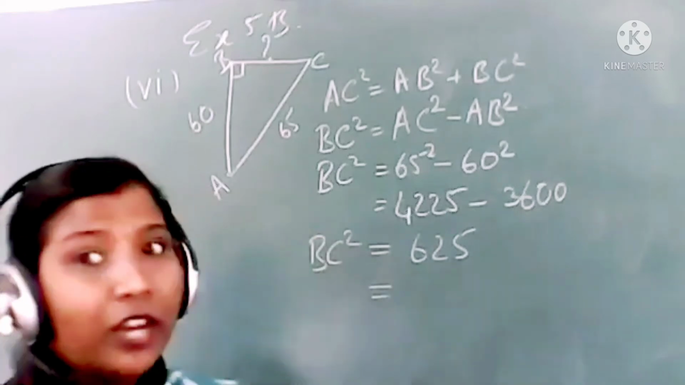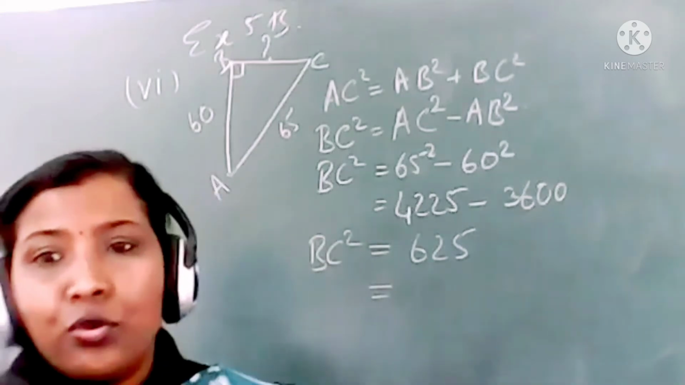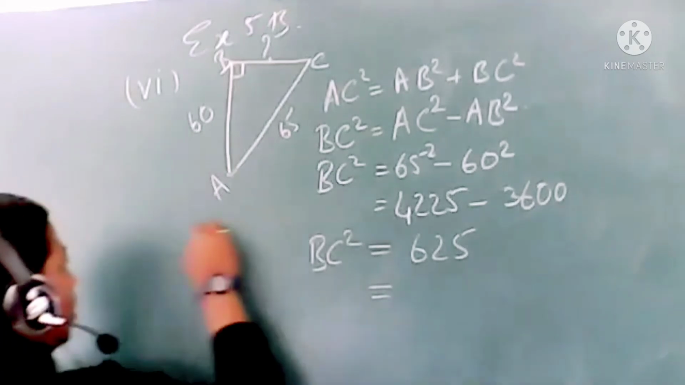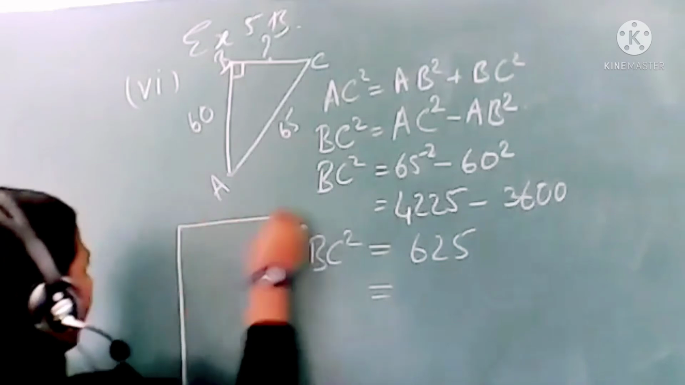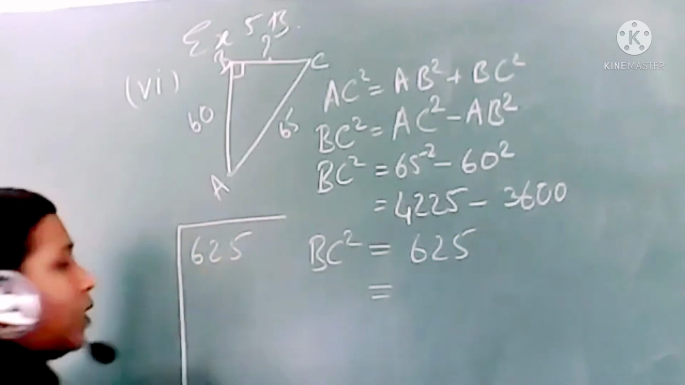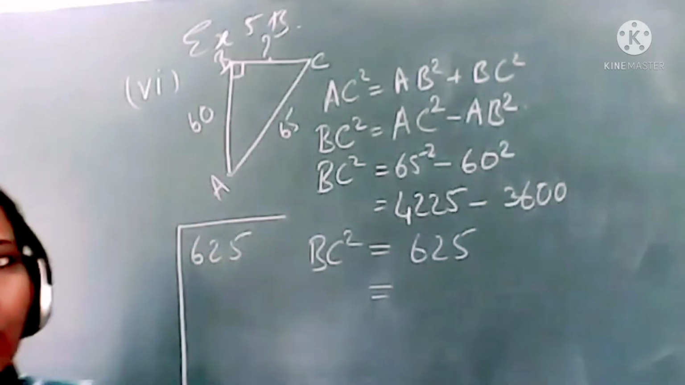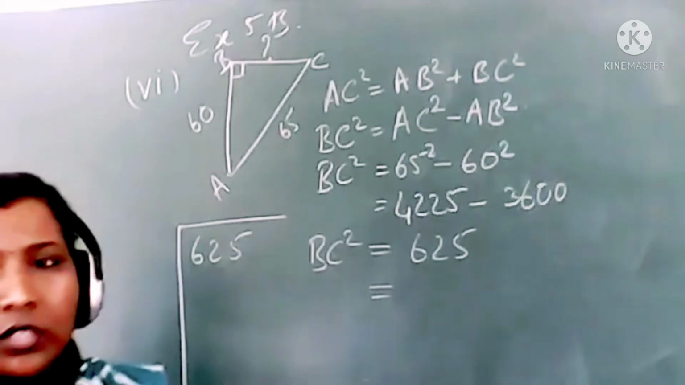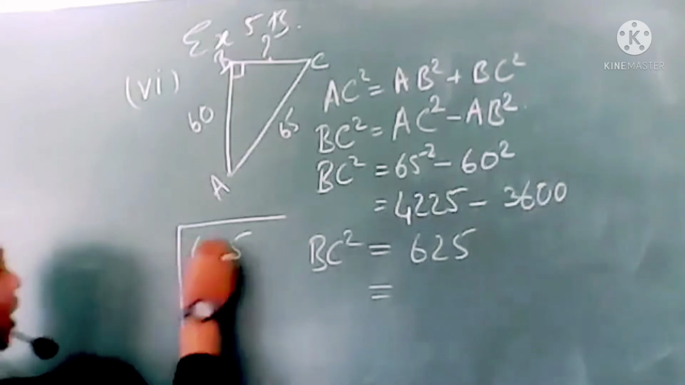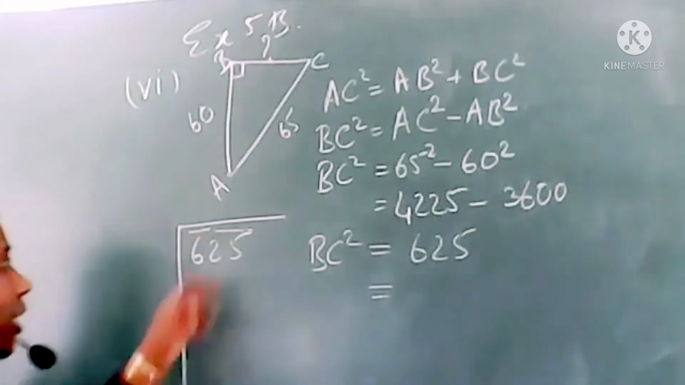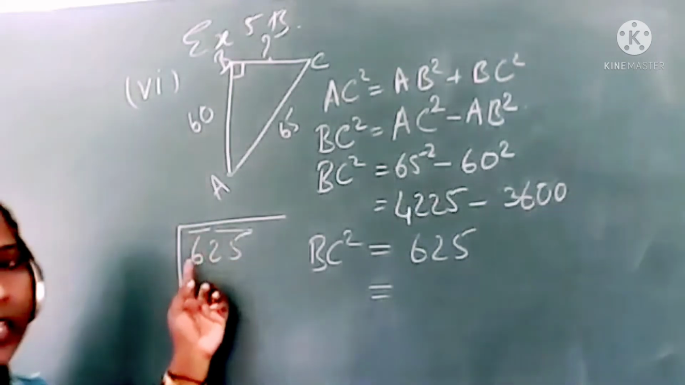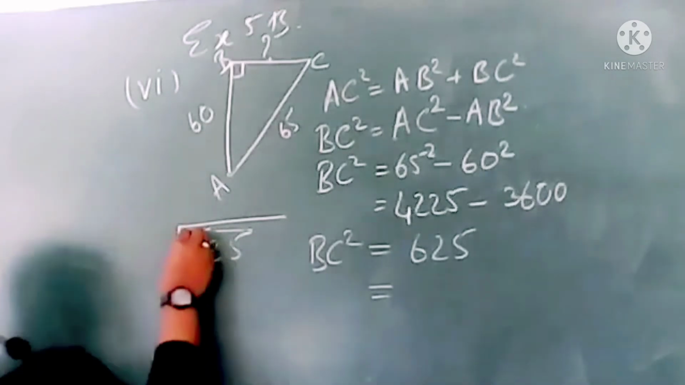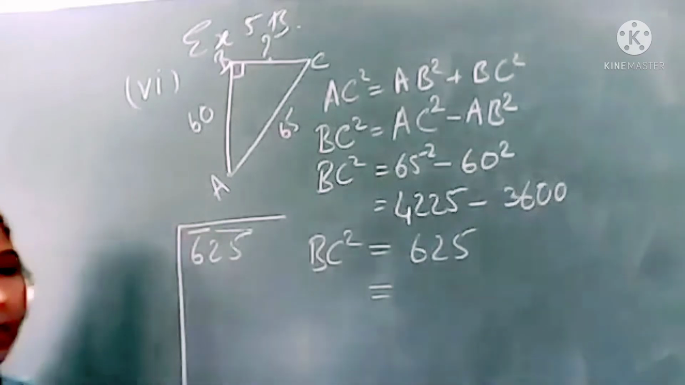625. Now we are going to find out the root of 625. So the root of 625, how we are going to find out? Yes, ma'am. I have written the root. How we are going to find out the root? Listen carefully, students, all of you. How to find out the root? First, you have to divide it into two numbers. Okay. So here 6. So how many times will 6 come?